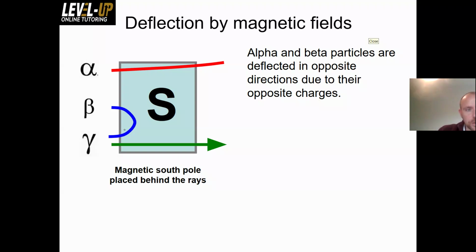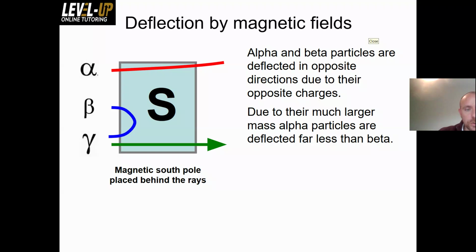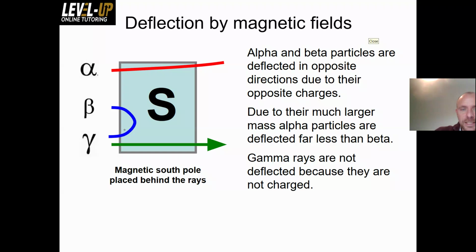The alpha particles would be deflected. Beta particles will be deflected more because their masses are much smaller. Gamma rays, with no charge, will not be deflected at all. Okay, so for now, just be aware of that fact. And later on, when I add a video on electromagnetism, that will be clearer. But just know those.